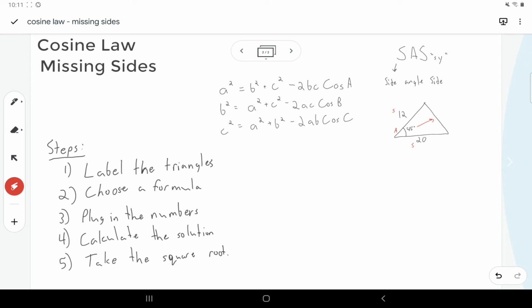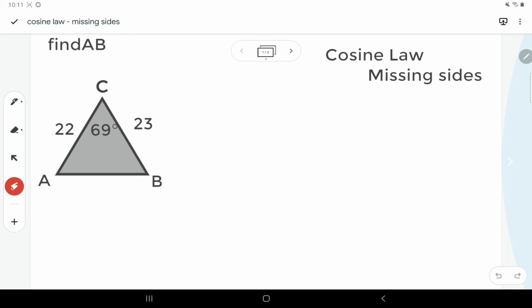Okay, so let's take a look at an example here. So this triangle here, we've got a side of 22, an angle of 69 degrees, and a side of 23. Okay, we see that we've got a side and a side surrounding an angle, which means we can use cosine law. I mean, we knew it was a cosine law question because I brought it forward, but if we didn't, that's how we'd know. So this question we're going to be finding side AB.